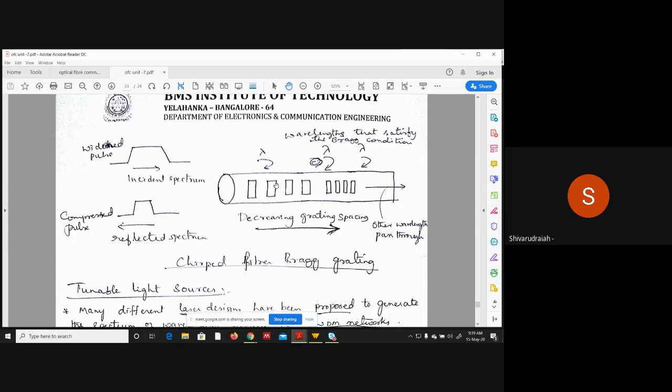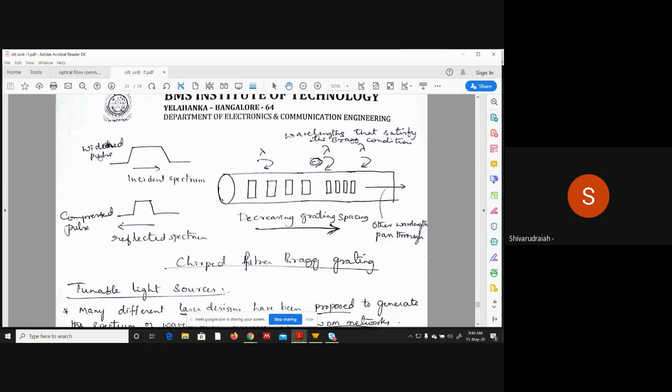Okay, but here in the diagram it is not exactly as I explained. But please keep in mind that the dimension of the structure as well as the spacing between the two structures will start reducing as you propagate from right to left. Okay, so please concentrate here.